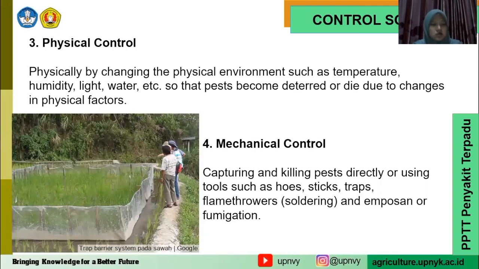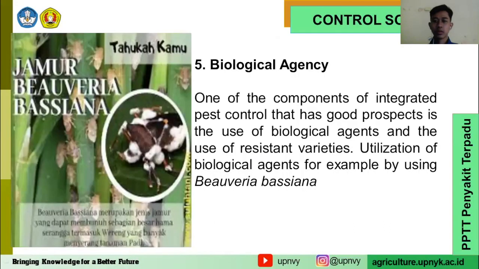And then physical control. Physically, by changing the physical environment such as temperature, humidity, light, water, etc. So the pests become deterred or die due to the changes in physical factors. And fourth one is mechanical control, capturing and killing pests directly or using tools such as hooks, sticks, traps, flamethrowers, or soldering and fumigation.